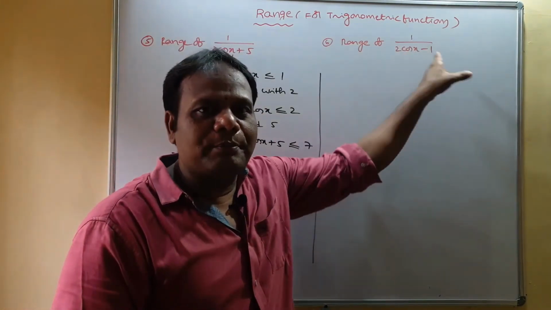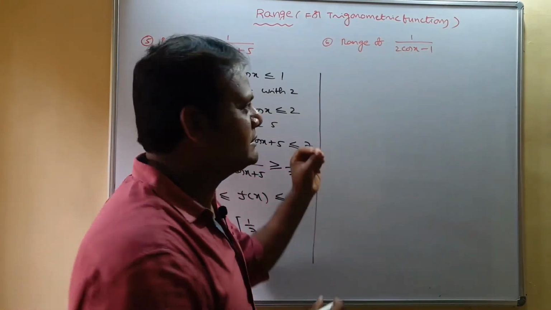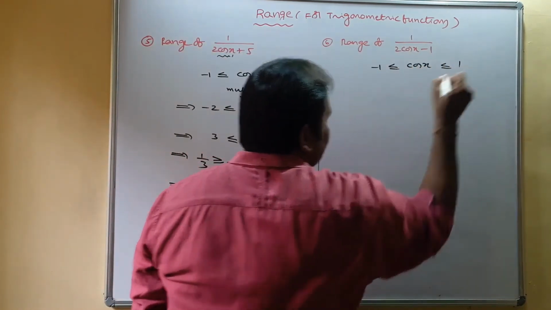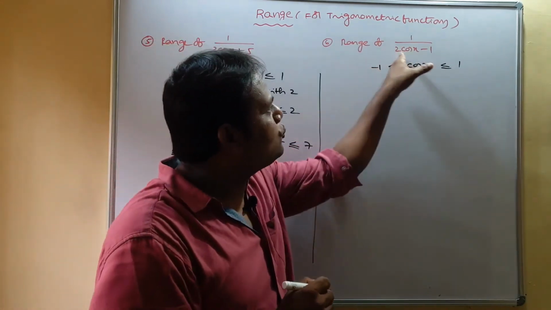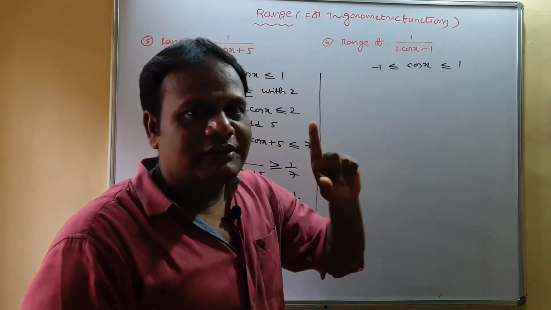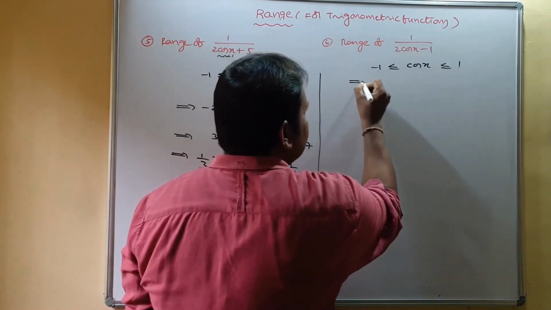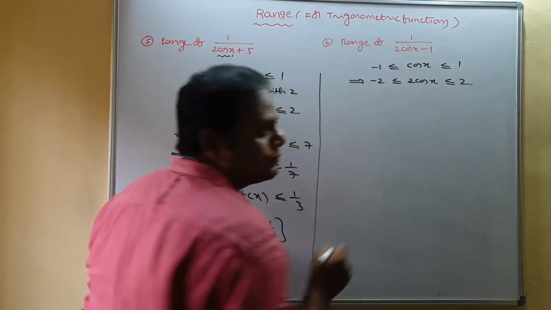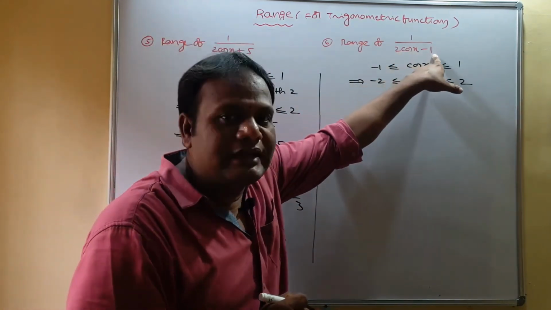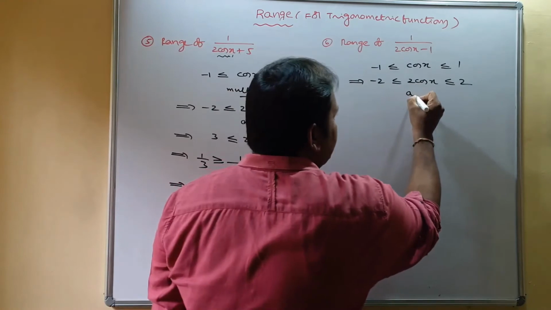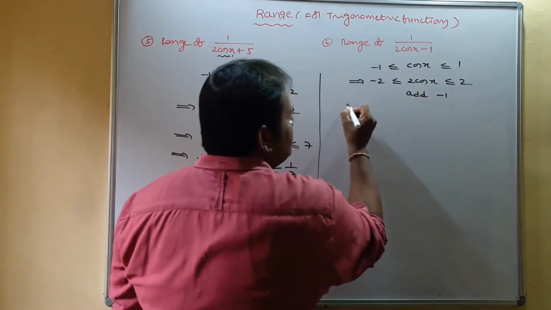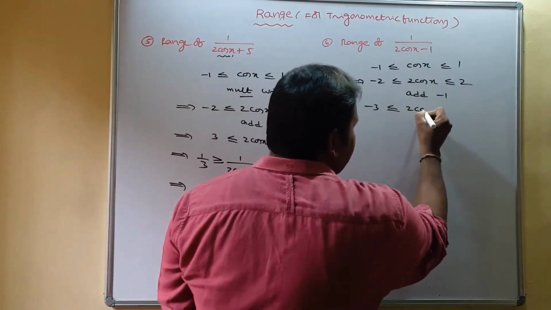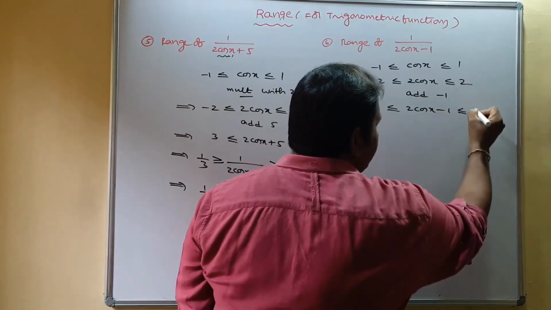Coming to next. Here, the range of 1 by 2 cos x minus 1. Similar type. See. First, minus 1 less than or equal to cos x less than or equal to 1. Here we have 2 cos x. Multiply this with 2. What we get, you see? Minus 2 less than or equal to 2 cos x less than or equal to 2. We want 2 cos x minus 1, so add minus 1. What we get, you see? That is minus 3 less than or equal to 2 cos x minus 1 less than or equal to 2 minus 1. It is 1.